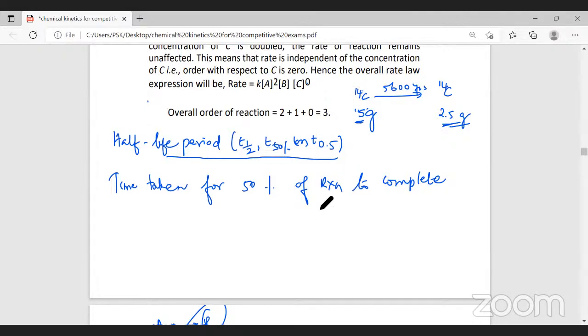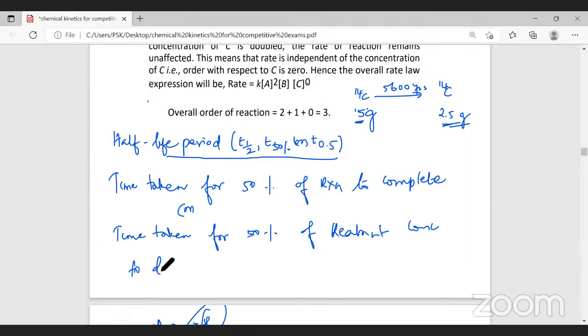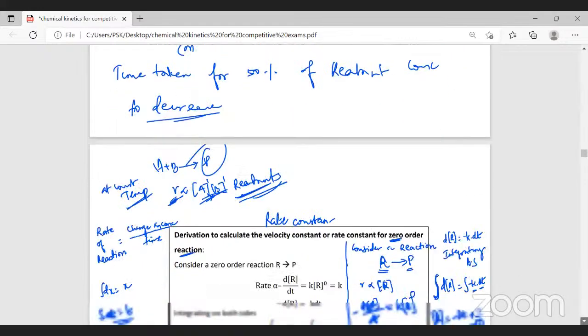Maybe we can write time taken for 50% of the reactant concentration to decrease. It's all the same. So in simple words, time taken for 50% of the reaction to complete is called half-life period. What is half-life period? The time required for 50% completion of the reaction, to be very simple. Do you understand this? Yes, sir. Time required for 50% completion of the reaction is called half-life period. If that is the case, the next derivation we will go.